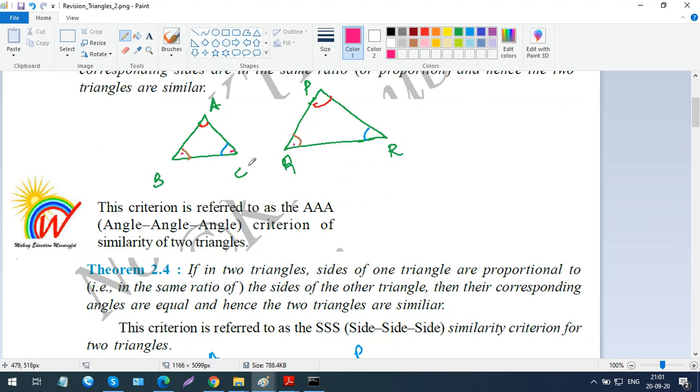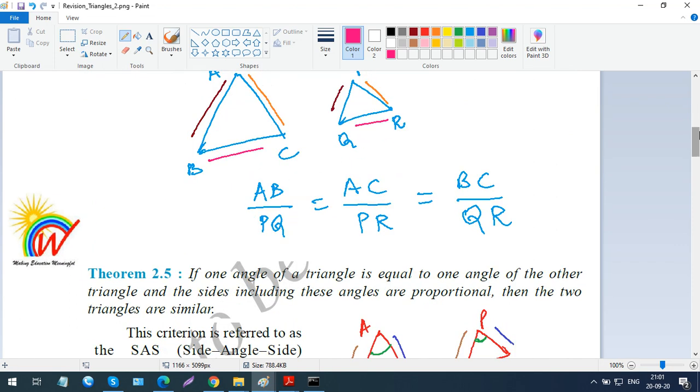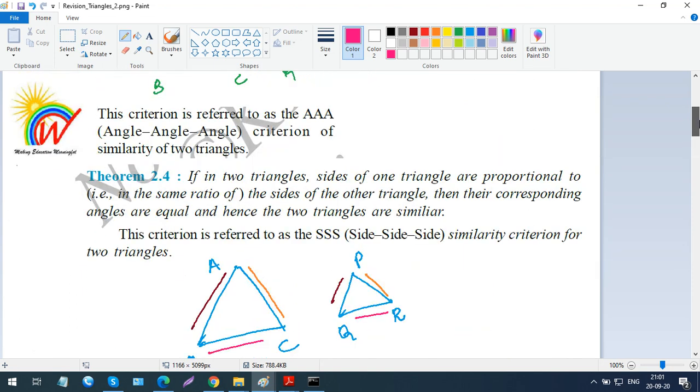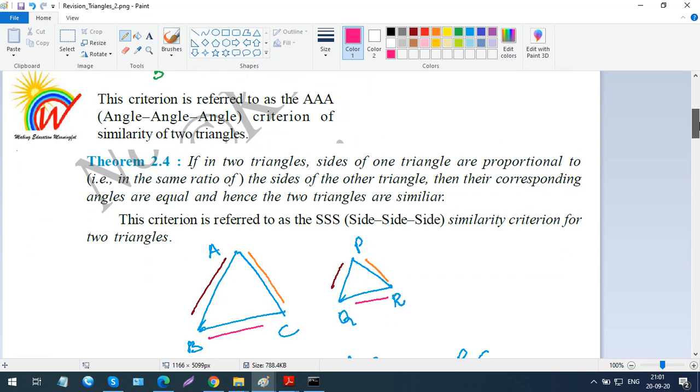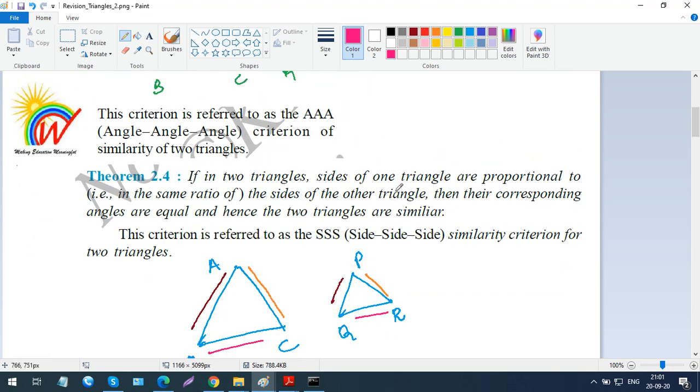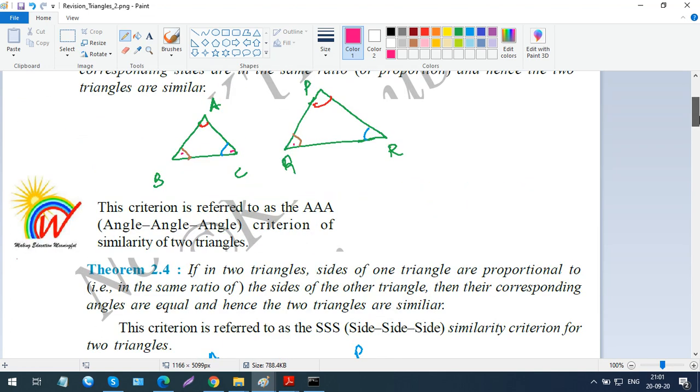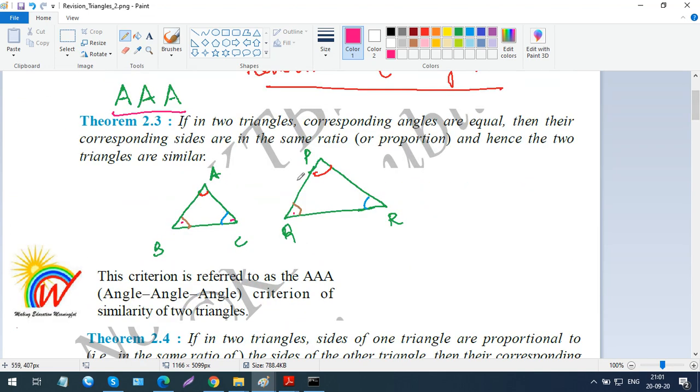Now if you have, in two triangles, see the second one. So also in the first theorem, not only the three angles, even if two angles are equal to each other, I mean two corresponding angles are equal, then the third angle automatically turns out to be equal. So you can also have an AA criterion. Okay, triple A or just double A, both will work out.